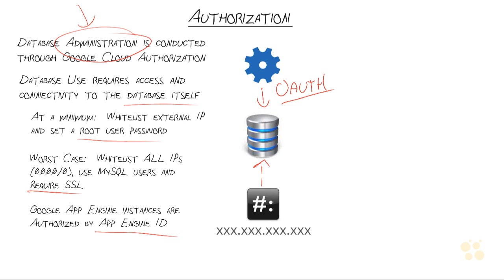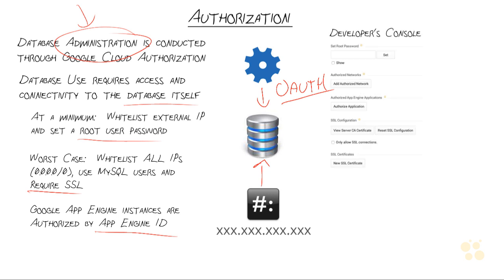As is frequently the case inside of the Google Cloud Platform, it's easy to configure and set up these things. Inside of the Developers Console, just go to the Access Control tab of your instance, and you can see you've got the option to set your root password, add authorized networks, authorize App Engine apps, and even configure SSL if you need to do that.